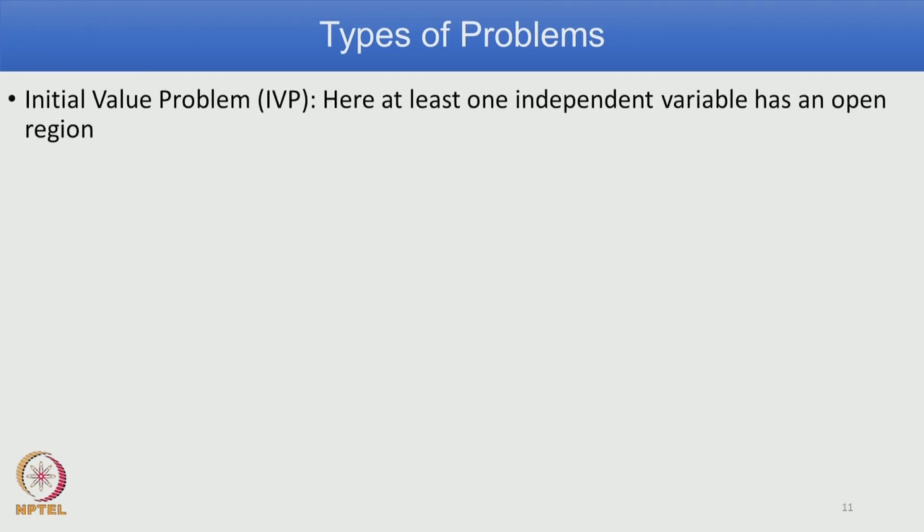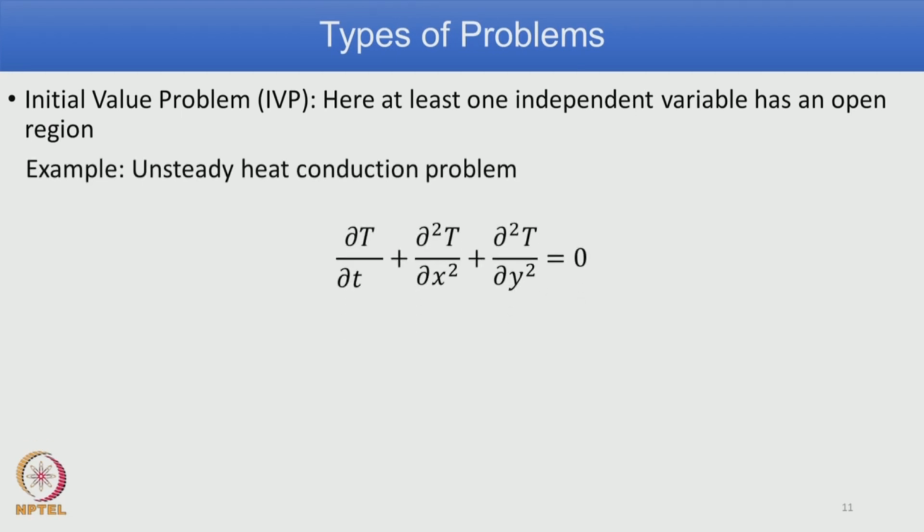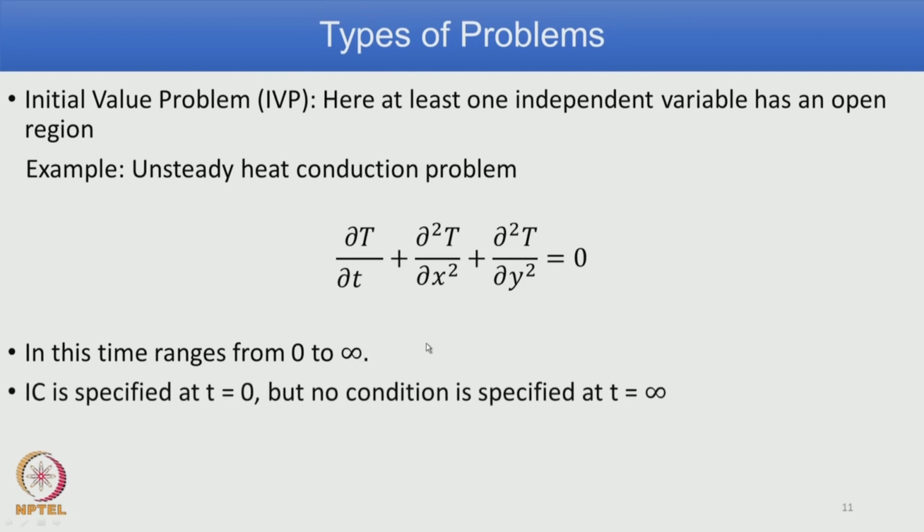Next category is the initial value problem. Here at least one independent variable has an open region. Example, the unsteady heat conduction problem, the same equation that we had seen before. If you add the time derivative, it becomes the unsteady heat conduction problem, and we know it is parabolic in nature, and time starts from 0 to infinity range, and we specify temperature value.